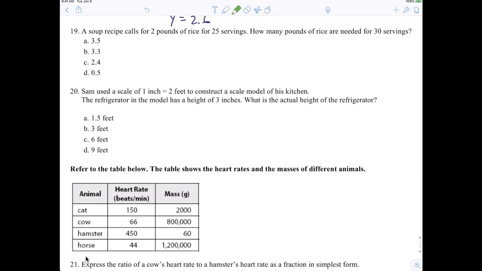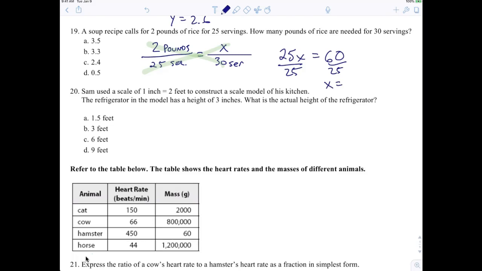It says a soup recipe calls for 2 pounds of rice for 25 servings. How many pounds of rice are needed for 30? Well, again, you could set this up as a proportion and say there are 2 pounds for every 25 servings equals, and over here we want 30 servings. So where does the 30 go? On the bottom. So we can put 30 servings on the bottom and X on the top. Everybody good? Now when we cross multiply again, try to stay with me, 25X is equal to, multiply this way, 60. And then somebody tell me, X is equal to 2.4, is that right? So I'm looking at C.